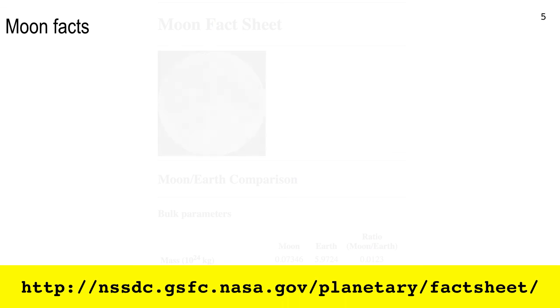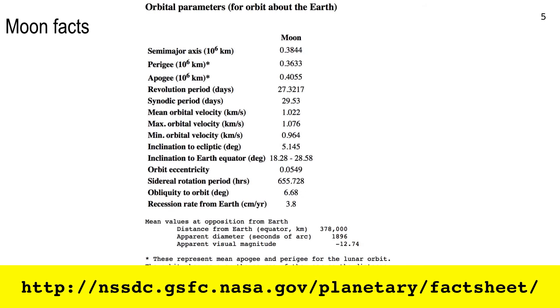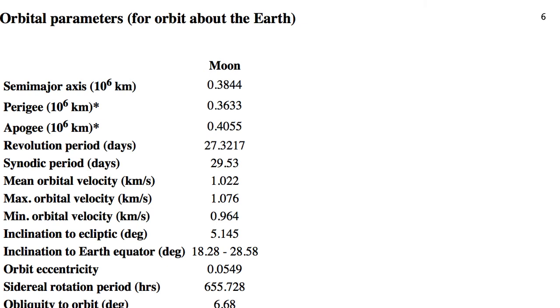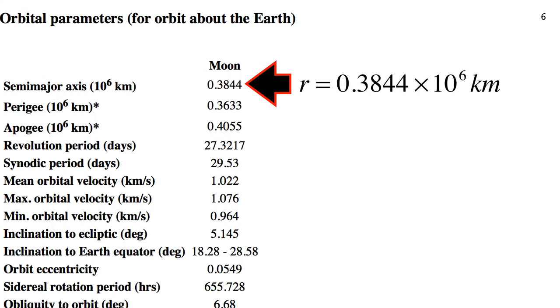And we're going to focus on this. Here's what we call the semi-major axis. It's the average distance of the moon from the center of the Earth, and the way that you read that is 0.3844, and then right here it says 10 to the 6 kilometers. So let me write that in kind of scientific notation. The radius that we're going to use for our circle, 0.3844 times 10 to the 6 kilometers.